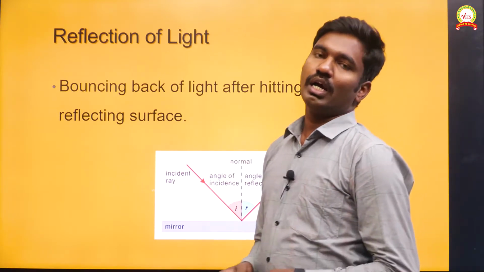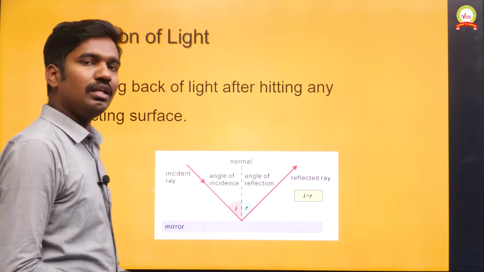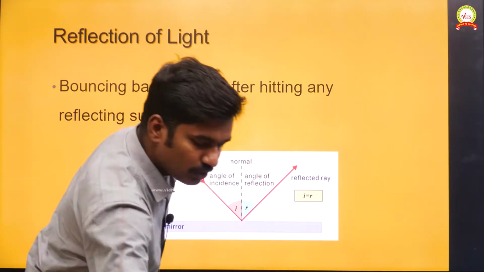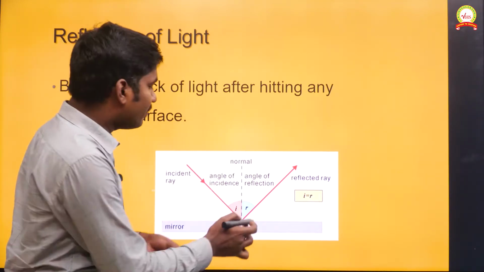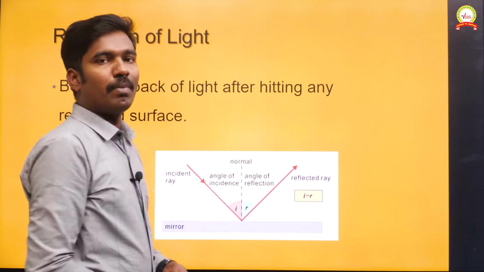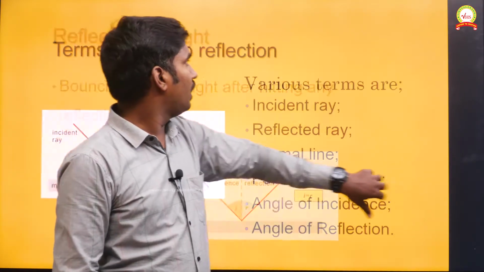And then reflection. What is the meaning of the word reflection? That is nothing but the bouncing back of light after hitting any reflecting surface. Suppose you are sending a light source towards one object. What will happen after hitting the surface? It will start to bounce back. That phenomenon we call the reflection of light.